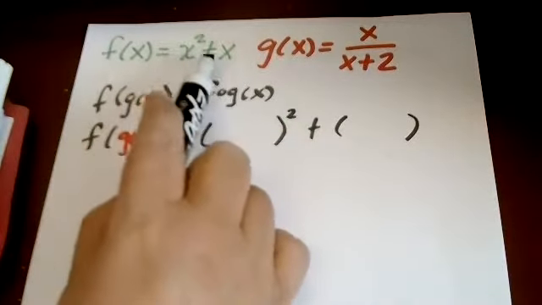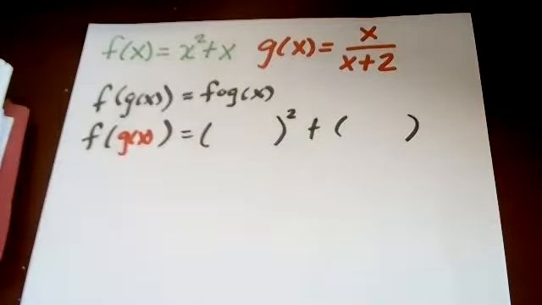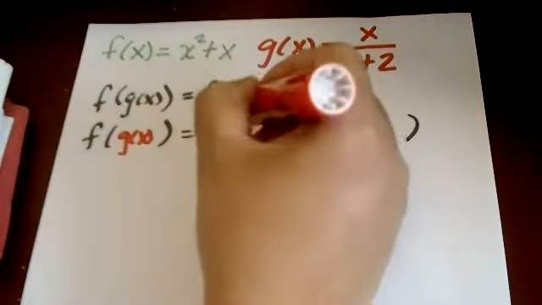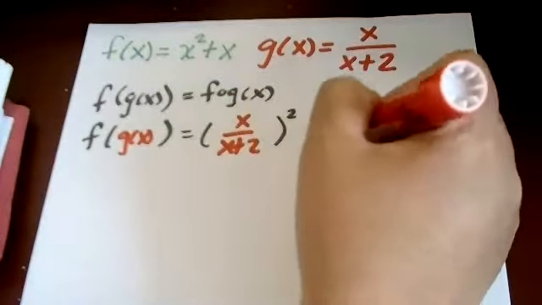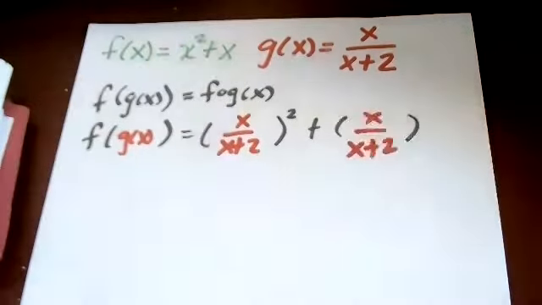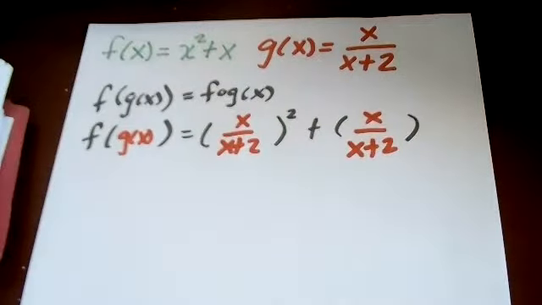So the f function is x squared plus x. So I'm going to actually put the g function inside those x values. So the x over the x plus 2 gets put in the place of those x's. And then I'm going to work those out.